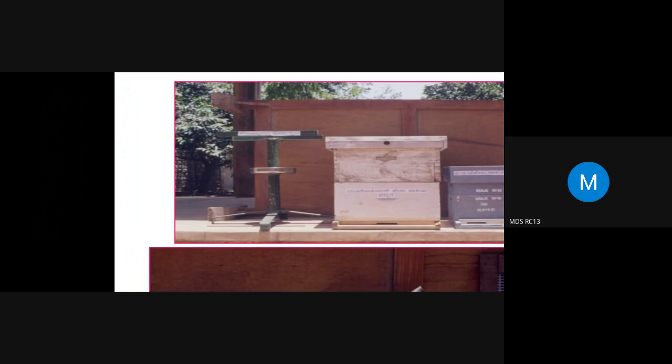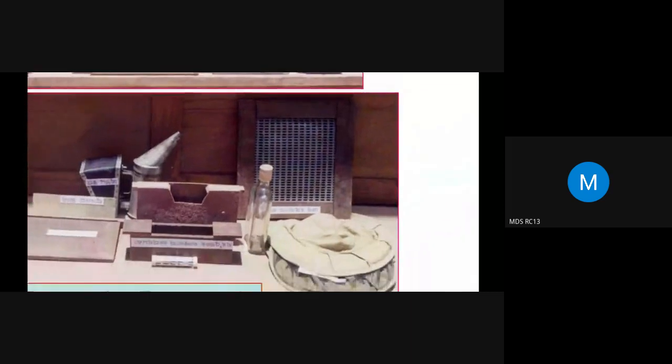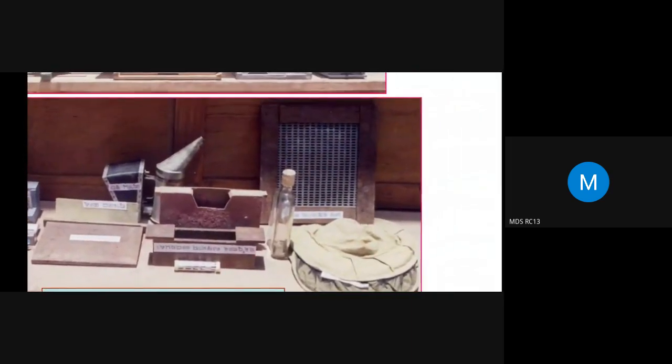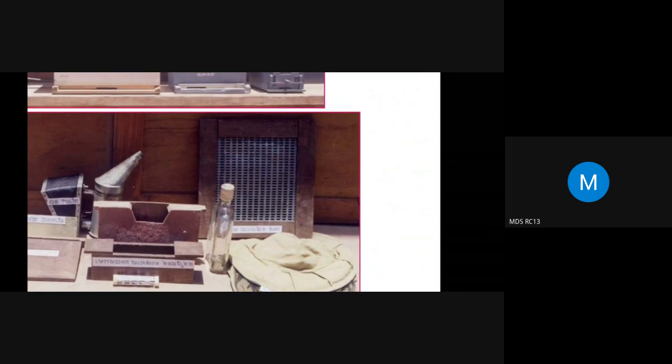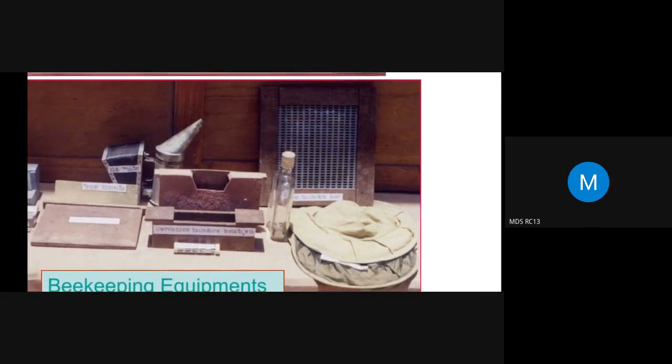So the first picture we are seeing now is the bee stand on which the bee box is placed. In the middle of the stand, you are seeing a plate-like structure where water or any petroleum oil is used to exclude ants from the box. And these are the different equipments. The mesh-like structure that you are seeing is the queen excluder, which is placed between the super chamber and brood chamber. And this is the veil.